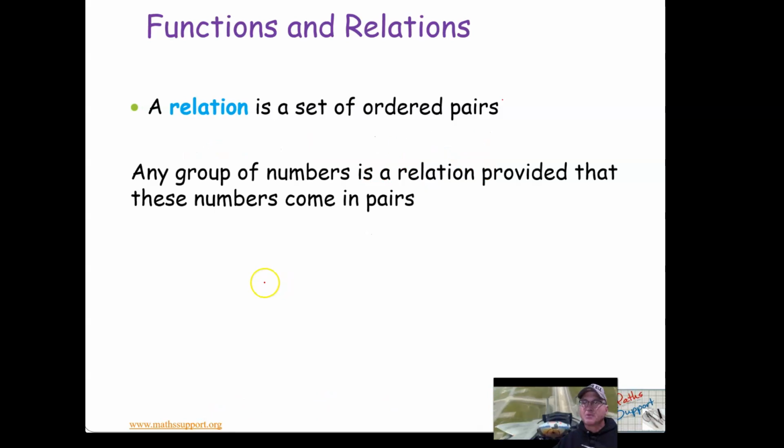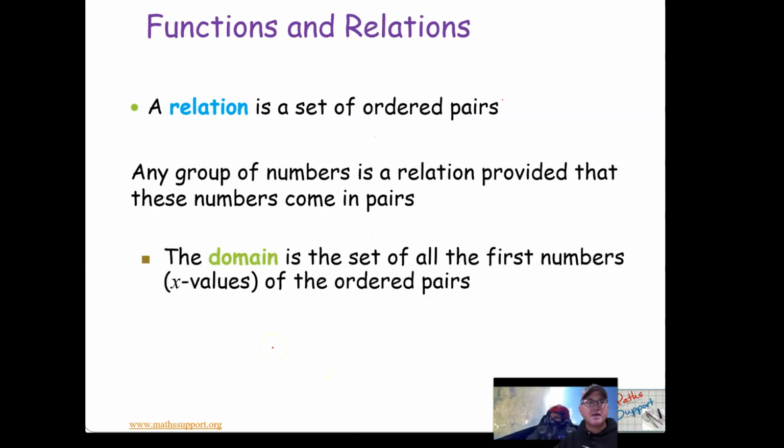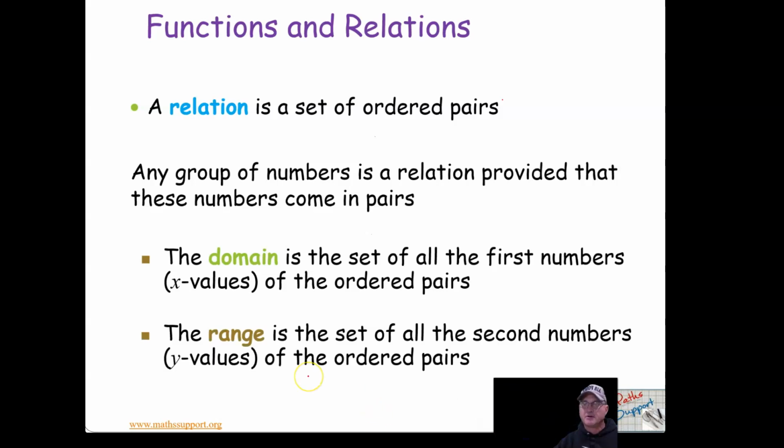So like I said, any group of numbers is a relation provided the numbers come in pairs. The domain is the first number in the ordered pair, usually the x-coordinate, and your range is your second number in the ordered pairs, which is the y value.